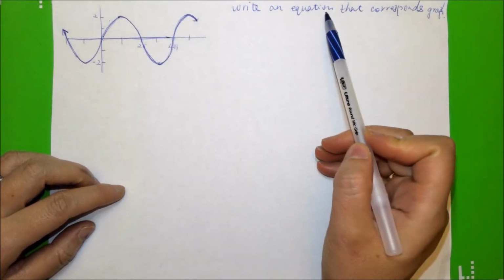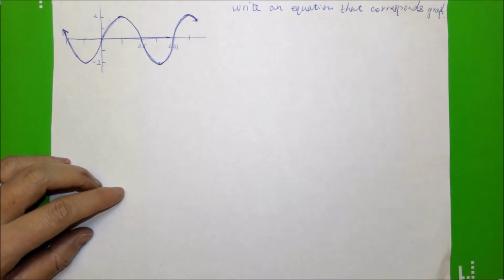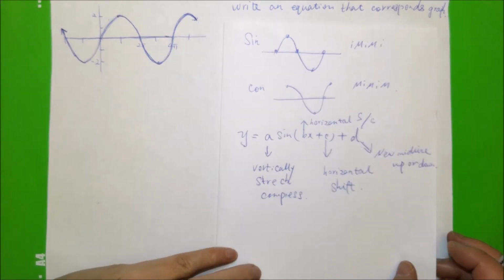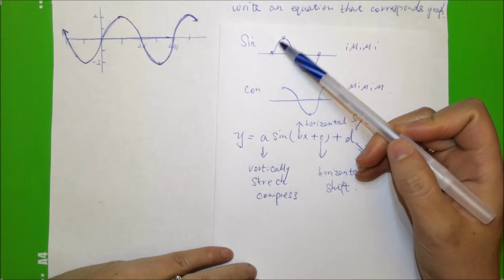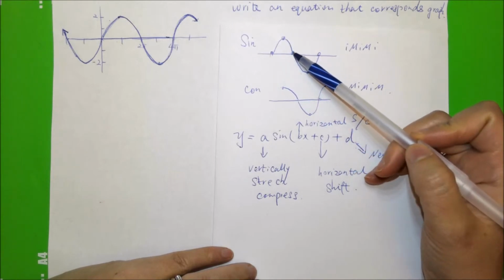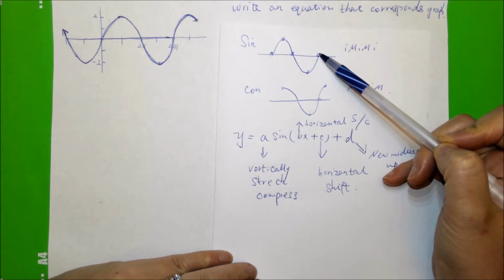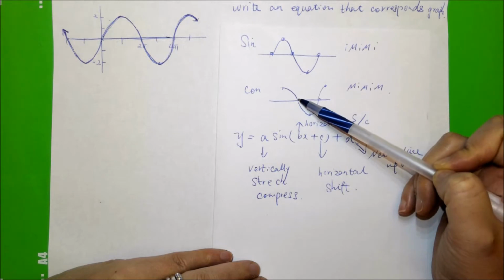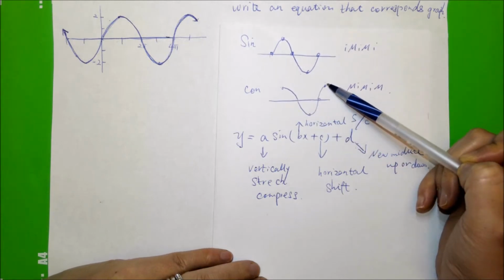Write an equation that corresponds to the graph. First, you need to know the properties of a sine function. Sine function starts from intersection, max, intersection, minimum, intersection. Cosine function starts from max, intersection, minimum, intersection, max.